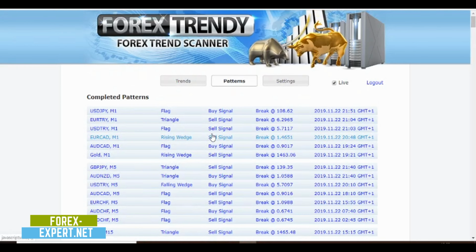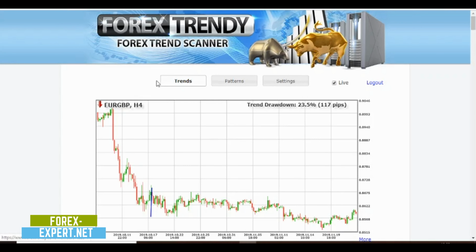Another interesting feature that you will find on Forex Trendy is a trends section. Here you will get all the best trending pairs and the three commodities I previously mentioned. And on the top of the page you will find the best trending pair with the lowest drawdown. You can set the drawdown value here on the settings page.